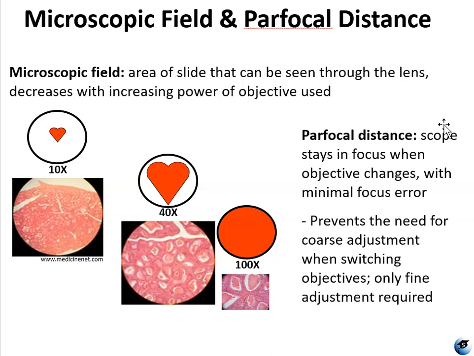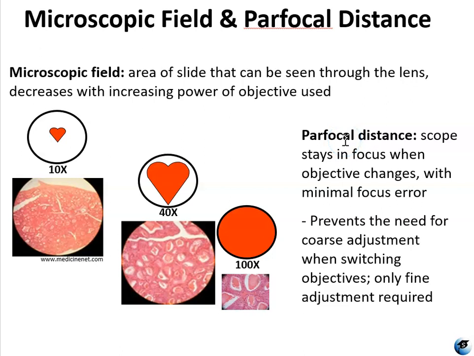The idea of microscopic field and parfocal distance is basically, as you go up in magnification, the specimen that you're looking at is going to look very different. And the reason for that is not only because it's getting bigger, but because you're looking at a much smaller portion of the specimen. So your microscopic field, when you're on 10x, you can see a much larger part of your specimen. But then when you go up to 40x, you're zoomed way in, and you can see a much smaller part of your specimen. When you're on 100x, it's even way smaller than that, okay? So these are all the same specimen, just at different magnifications.